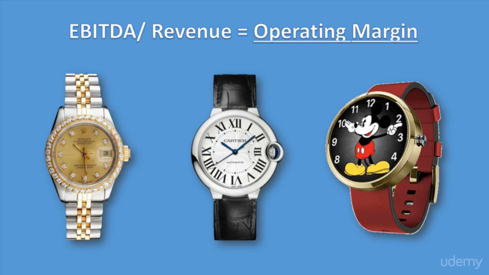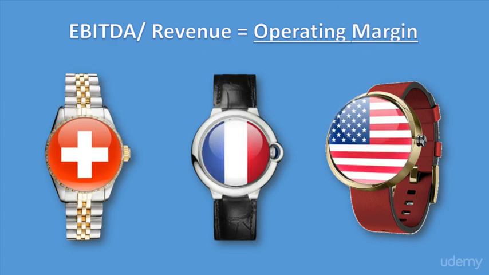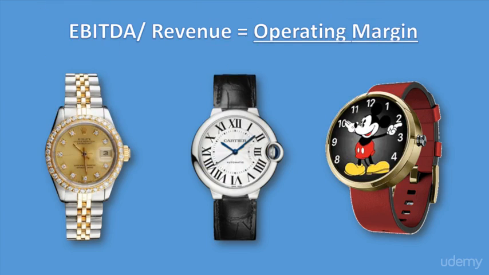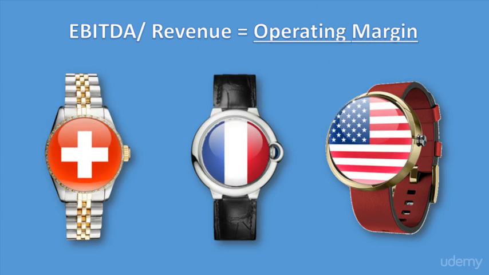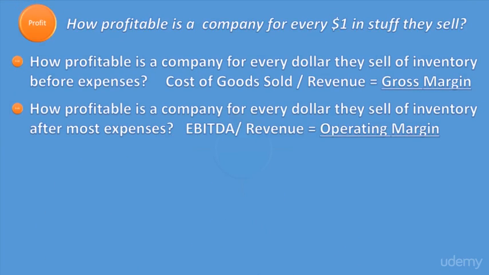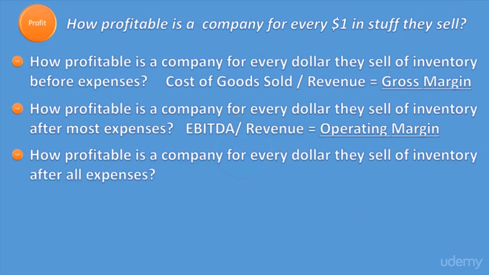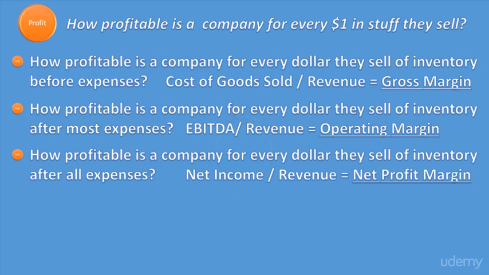So, for example, you got Rolex in Switzerland. You've got, what's the other one there? Cartier in France. And you've got Mickey Mouse in the United States. You can compare all 3 of them using EBITDA to revenue. Cool. So next up, we've got how profitable is a company for every dollar they sell of inventory after all expenses? And that is net income divided by revenue, net profit margin, right? It's right at the bottom of the income statement.